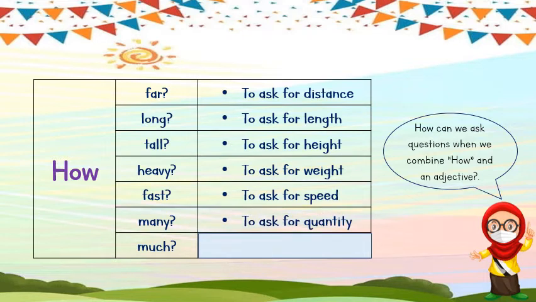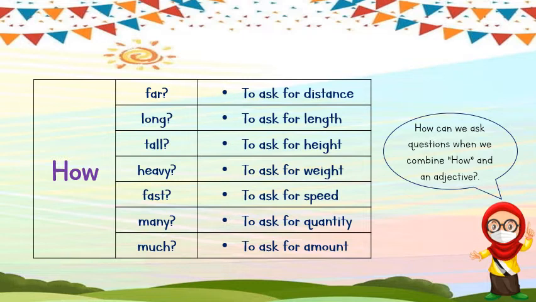How many? To ask for quantity. How much? To ask for amount. The difference between how many and how much is that for how many, you can count the answer. For example, how many students are there in the classroom? So awak boleh kira berapa orang yang ada dalam kelas.